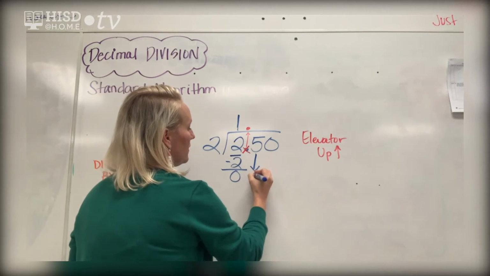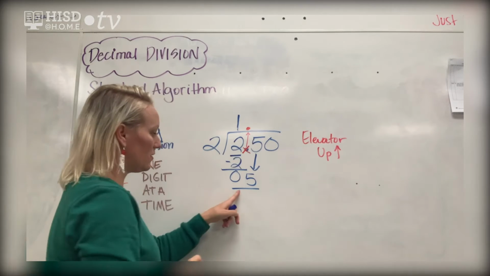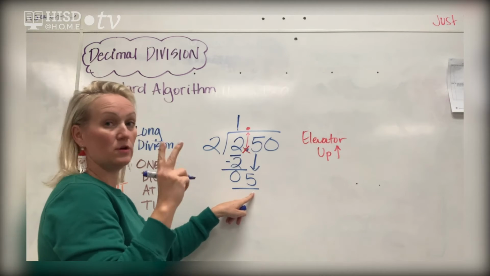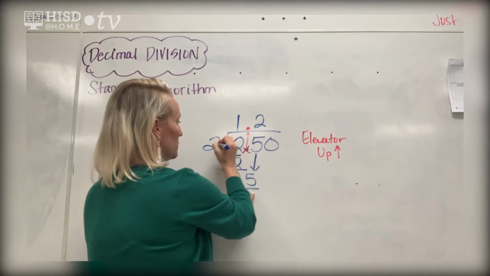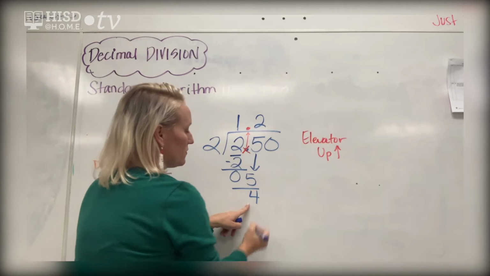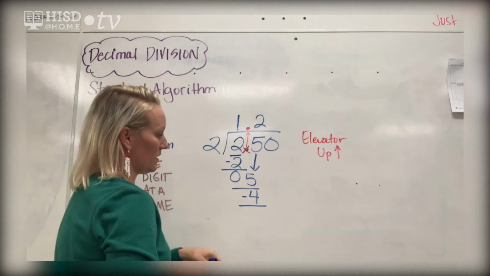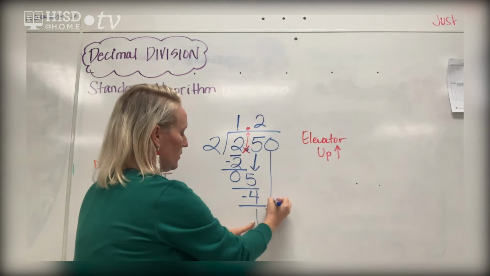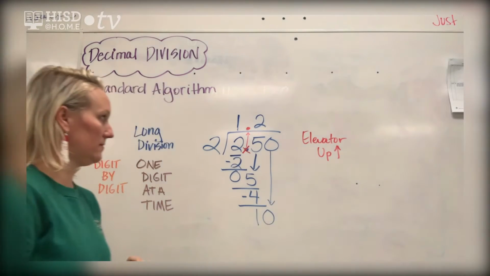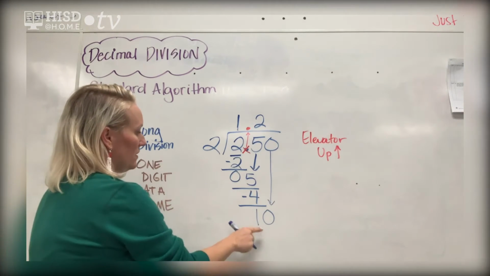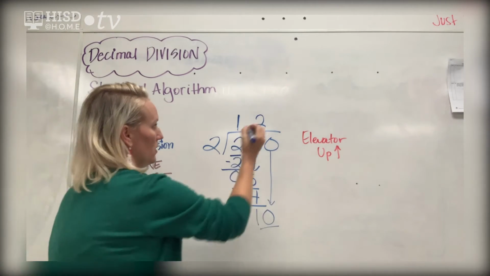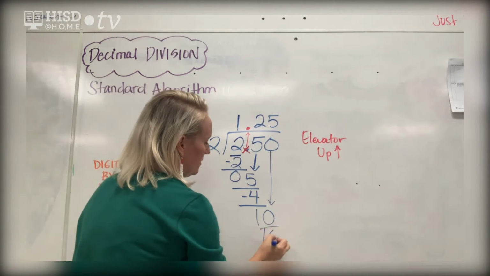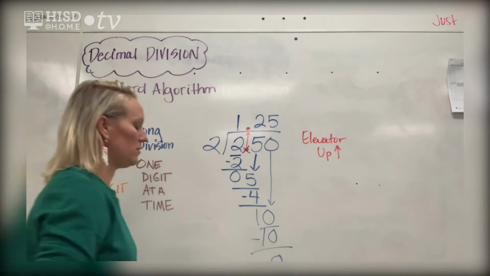I'm gonna bring down the 5, and now I have a new number. I will underline it. 5. How many groups of 2 go into 5? 2 groups of 2 equals 4. That's the closest I could get. 5 minus 4 would be 1. And I still have a 0 to bring down. 10. Okay, now I have 10 divided by 2 is 5. 5 times 2 is 10. There you go.